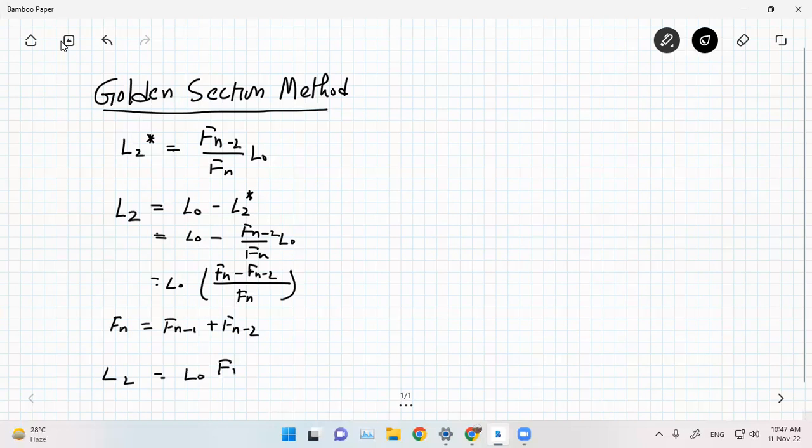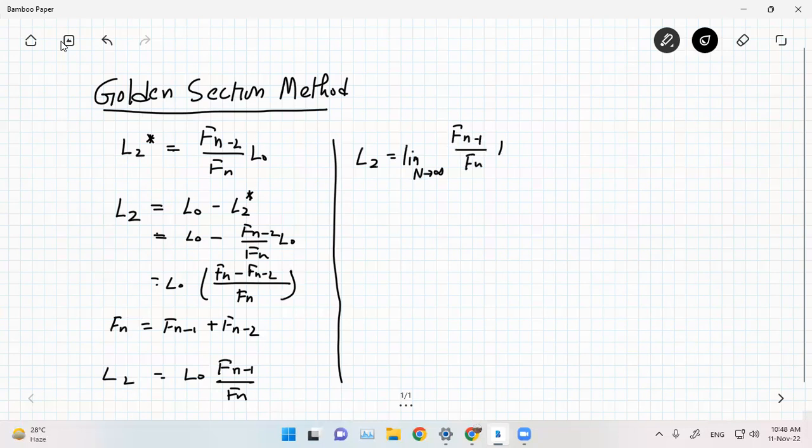So from that, we can see that our L2 will be basically L0 Fn minus 1 by Fn. So ultimately L2 will be equal to, if we apply the limit as n tends to infinity, limit n tends to infinity of Fn minus 1 by Fn L0. So what will be the case for this interval of uncertainty if n tends to infinity? This is what I want to say.